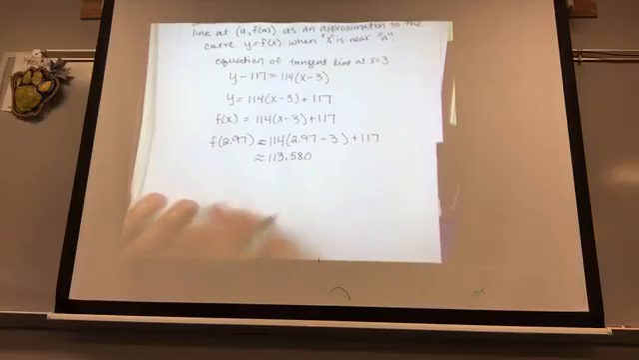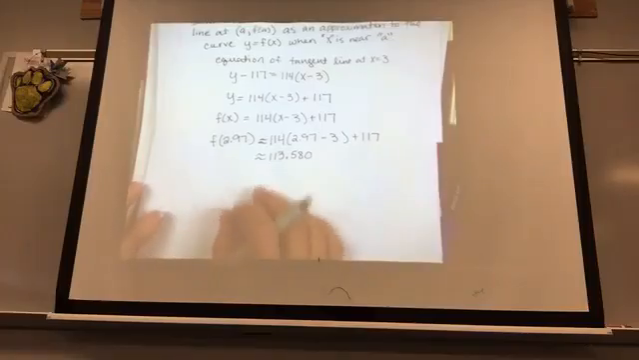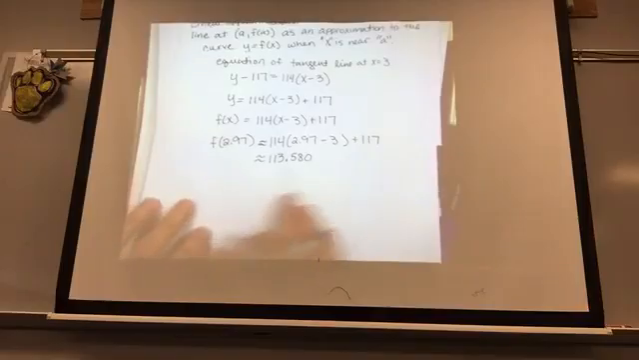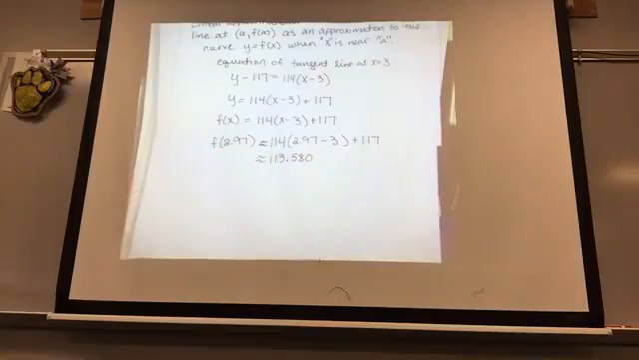Okay, so I hate leaving y'all on a cliffhanger, but I want to explain this in detail tomorrow in class, okay? So we're going to stop here. We've gone through and found f of 2.97 with the linear approximation. We'll finish this tomorrow.